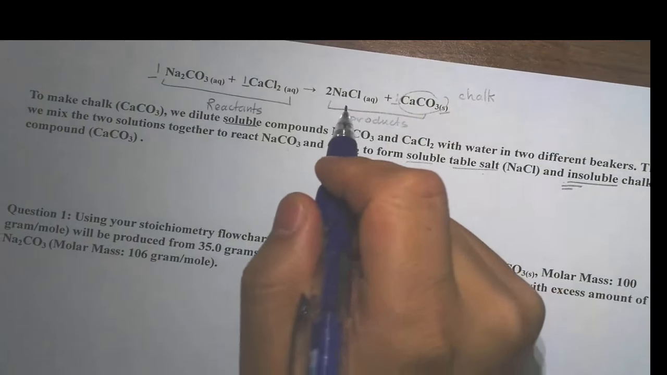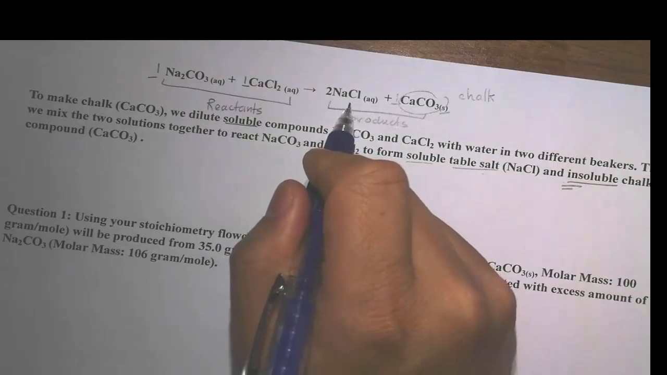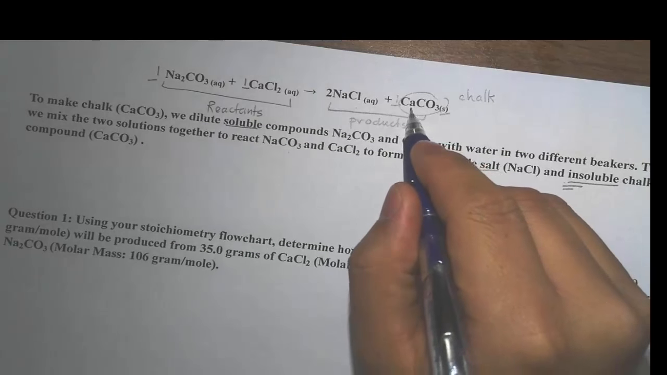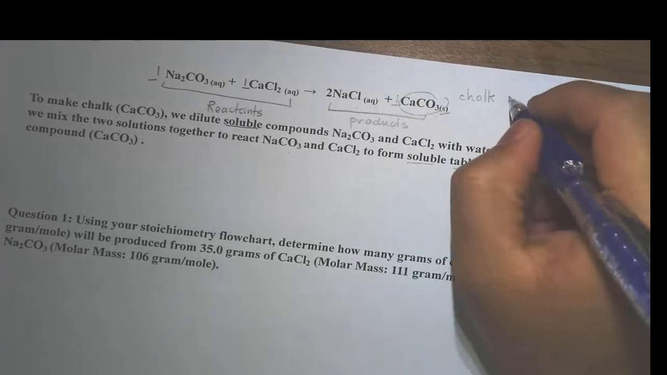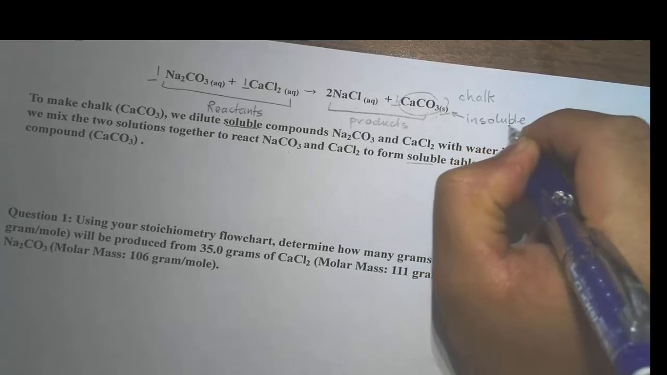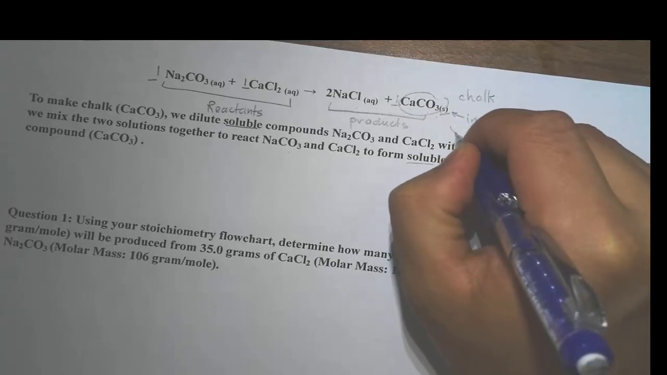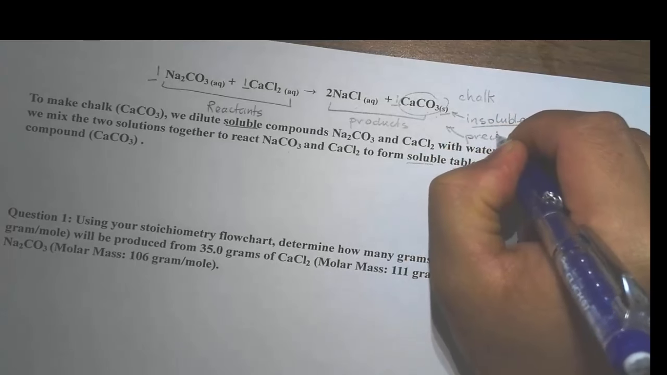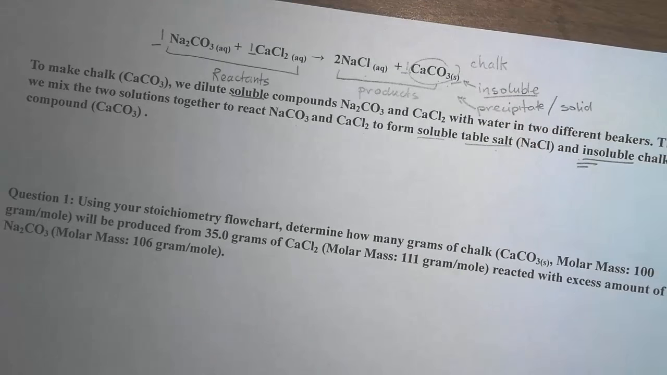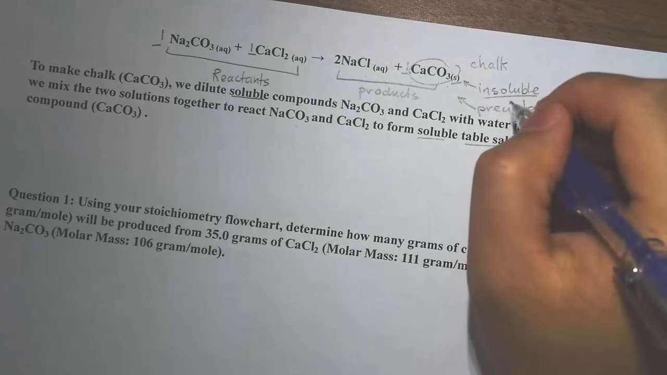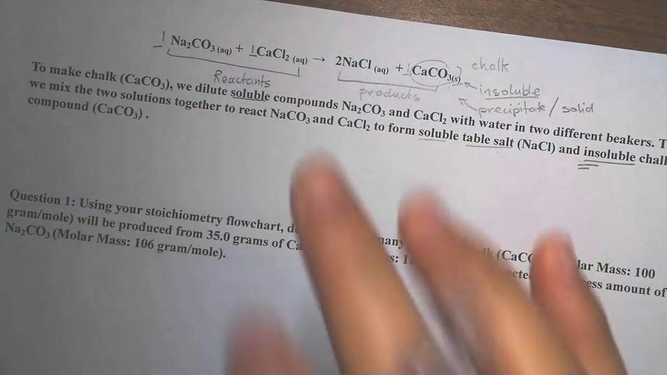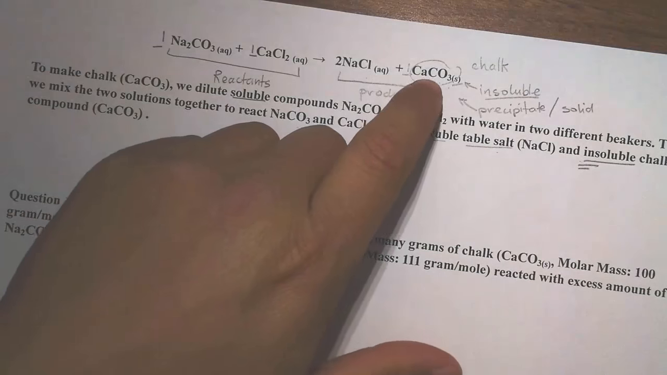So if we have sodium chloride as your product, which we know is soluble, we're not going to see it because it's being dissolved. Whereas chalk, calcium carbonate, is insoluble, okay? So this insoluble means it's going to stay as a solid. And this solid is also known as a precipitate. So precipitate is another word for solid form in a solution. So that is the process of this reaction where we are going to make chalk.